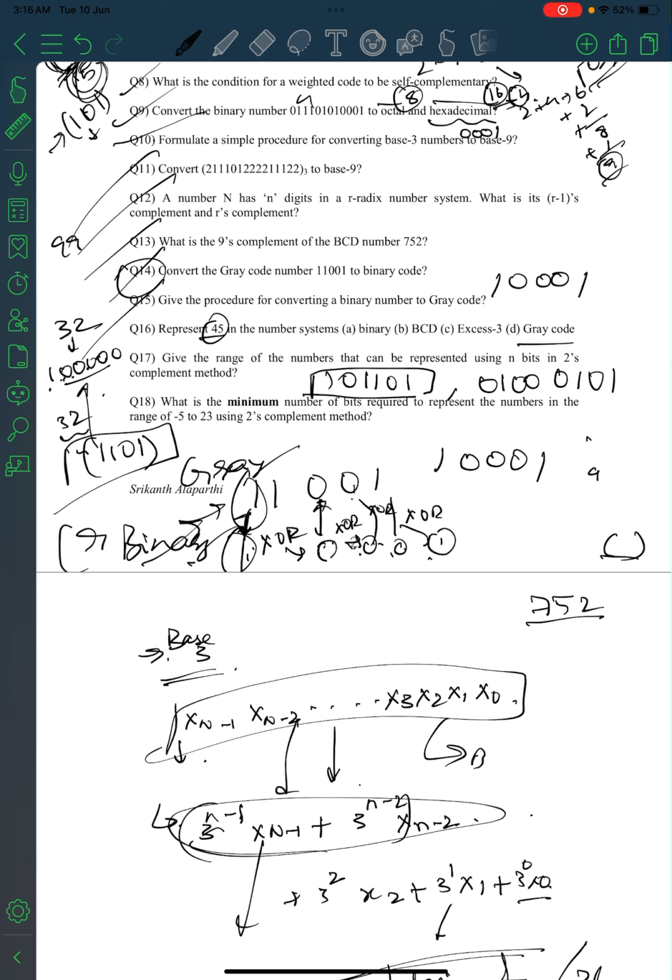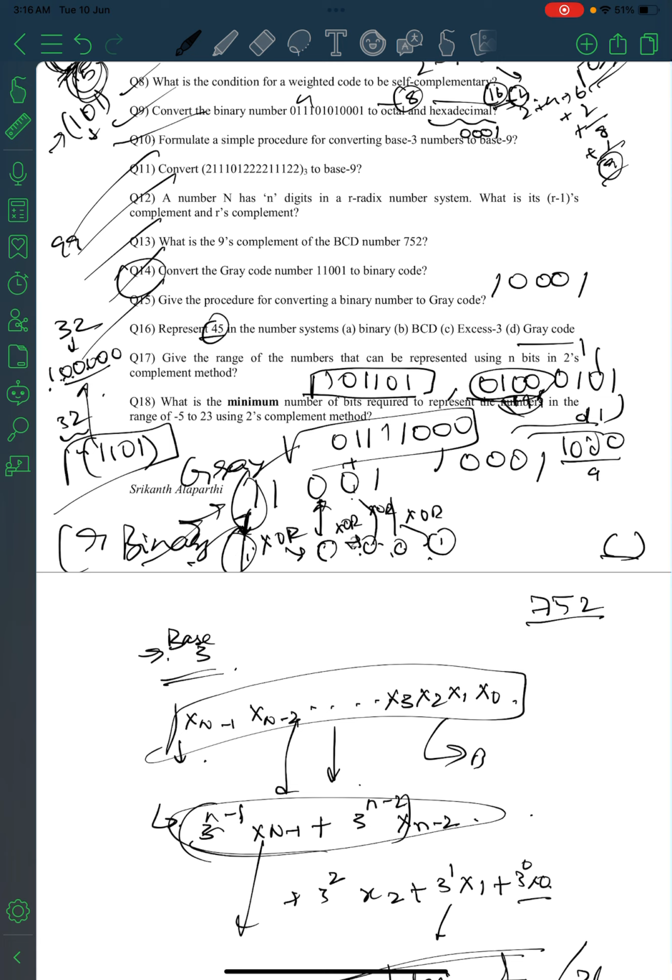And for Excess-3, we need to add another 3 to each digit, meaning 11 to it. It becomes 0111 1000. For Excess-3, it's 0111 1000. To each digit, for this one also we will be adding 11.